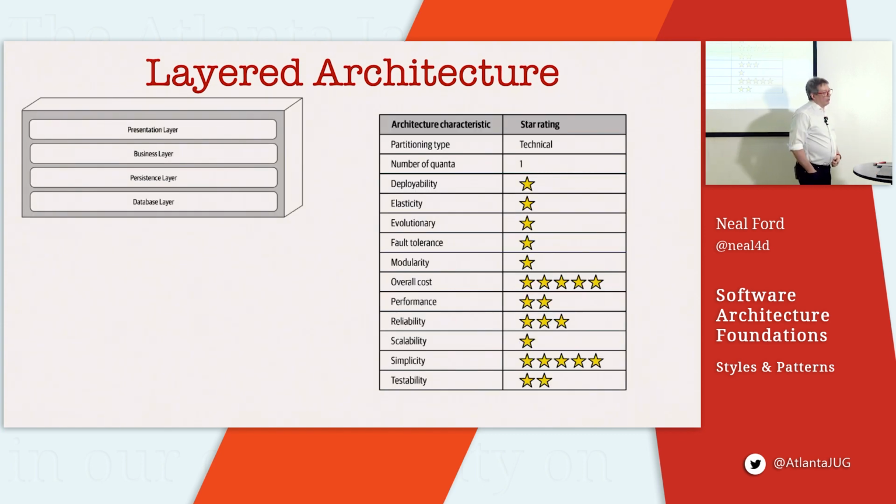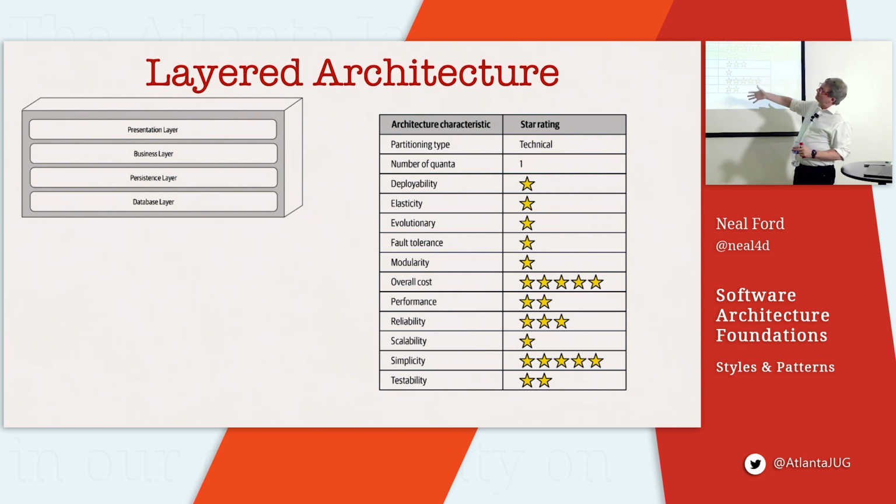One of the things that Mark and I wanted to do was to create a way to do a kind of an apples-to-apples comparison between these different architecture styles. And so we put together this star chart for each of the architecture styles in our book, where 5 stars is the best score and 1 is the worst score. And partitioning type here is technical. The number of quanta 1 here means this is a monolithic architecture, meaning it's typically deployed and implemented as a single big thing. Typically with a single big relational database as well.